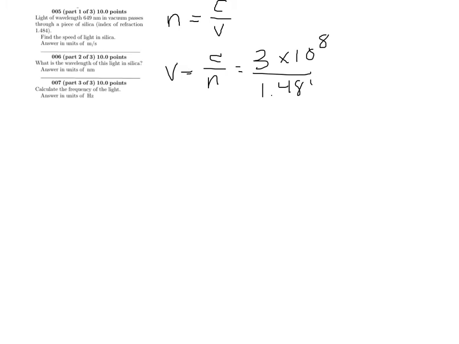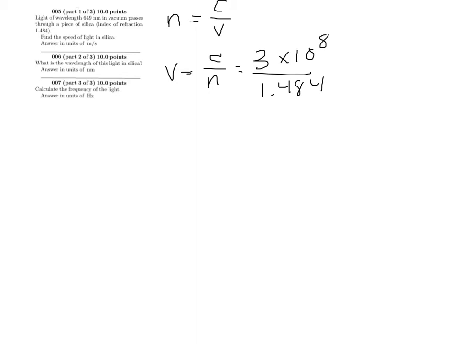So the first thing we need to know is that our index of refraction equation tells us that n, the index of refraction, is the speed of light in a vacuum divided by the speed of light in the substance. So if I'm looking for the speed of light in silica, what I'm looking for is v. So I can rearrange this equation and say that v equals c divided by n. c, of course, is 3 times 10 to the 8th meters per second. And n, in this case, is going to be 1.484 for me. 1.484. And that will give me the speed of light in silica.